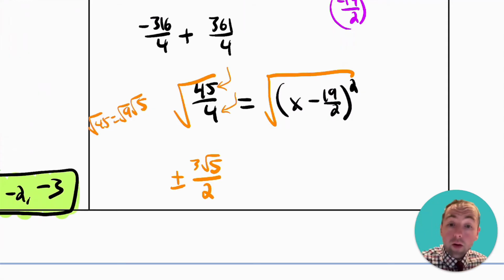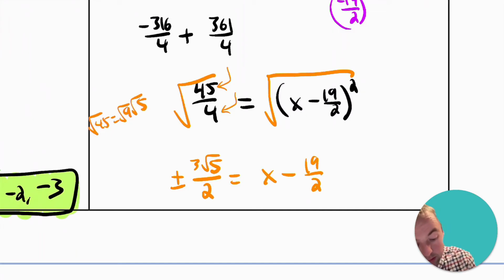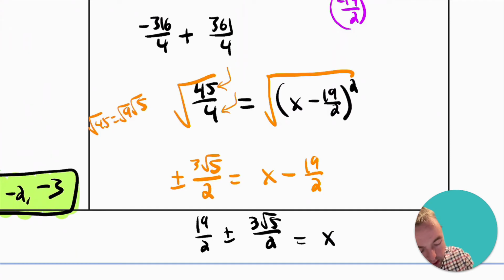So we get 3 square root of 5 over 2, both positive and negative, and that's going to be equal to x minus 19/2. And so then finally, if you get the x alone, then the x will be equal to positive 19/2 plus or minus 3 root 5 over 2.